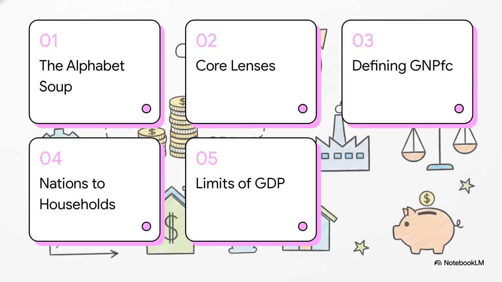Here's our roadmap for today. We're going to hit the economic alphabet soup, check out the 3 core measurement lenses, dive into defining GNPFC, trace the money from nations to households, and finally, look at the limits of GDP.